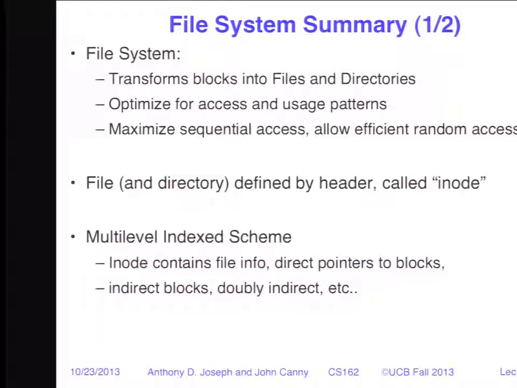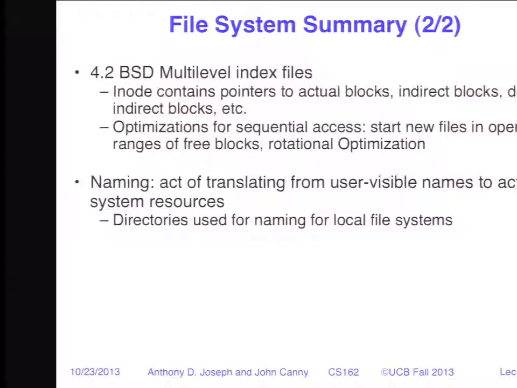And we use schemes like multi-level index schemes in 4.2 BSD, where we have an inode that contains information about the file, and then direct block pointers and indirect, doubly indirect, and triply indirect pointers. In 4.2 BSD, we have optimizations for sequential access. So for example, starting new files within an open range of free blocks so that they can grow and remain contiguous.